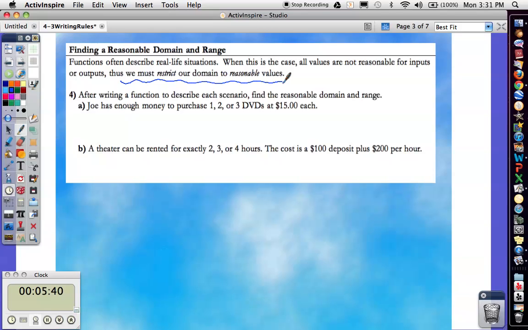Distance can't be negative. Well, this is going to take it just one step farther. So let's look at this first situation. Joe has enough money to purchase 1, 2, or 3 DVDs at $15 each. So we need to write a function to describe each scenario and then find a reasonable domain. This is what he's limited to. He only has enough money for this. So my domain is going to be limited. What is my domain going to be limited to? What he can afford. And then my range is going to be limited as well.